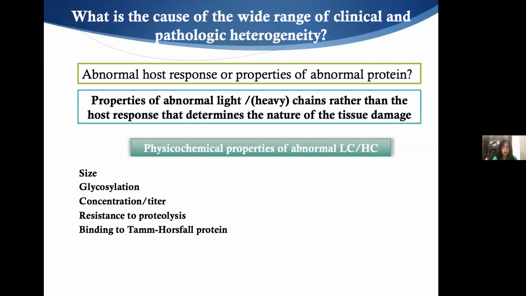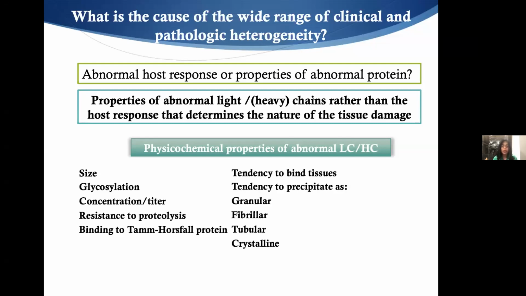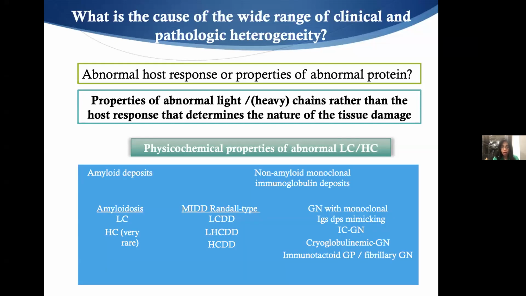The resistance to proteolysis inside the cells, whether they bind to Tamm-Horsfall protein in the kidney or not, and their tendency to bind the tissue and where to bind, as I'm going to explain. Hence, all of this is going to dictate how they're going to precipitate. So not only where, but where and how. Whether these light chains are going to be granular, fibrillar, tubular or crystalline. And because of this, you all know this table, we mainly classify them into amyloid deposits or non-amyloid monoclonal deposits.